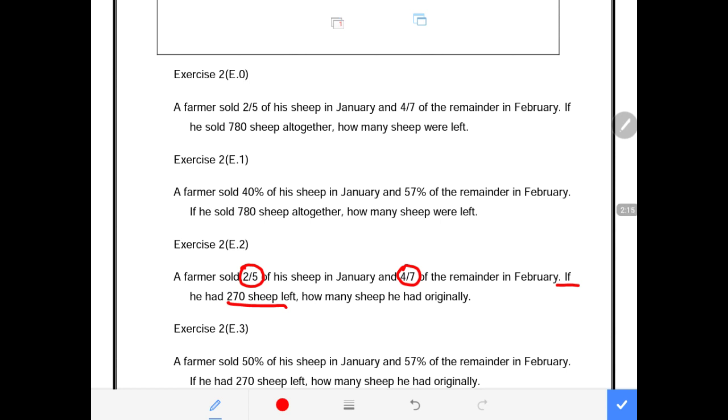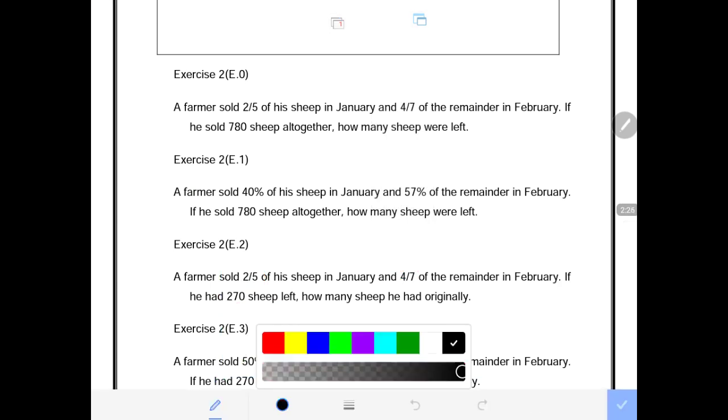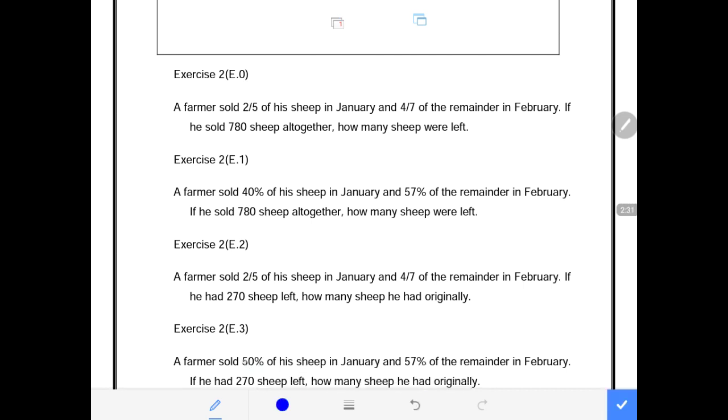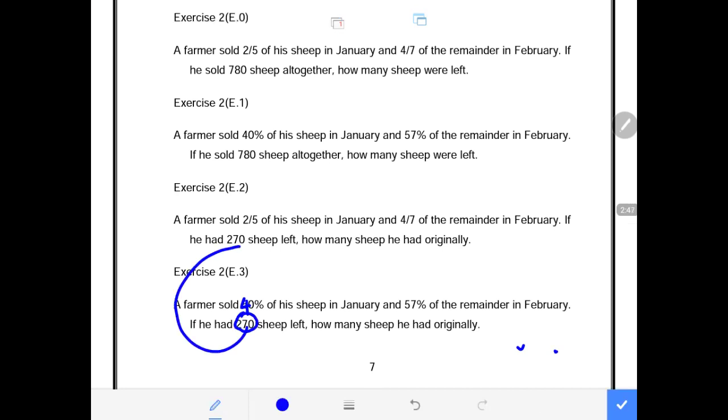The last one, instead of the fraction, is back to percentage, which is 40%, not 50%. I must have made a typing error there, and I'm not going to cancel the question because it's just a small mistake. So this is 40%, then the second time he still sold the same 57%. Lastly, we still have the same 270 left as in the previous one, but the difference is that we deal with percentages instead of fractions.